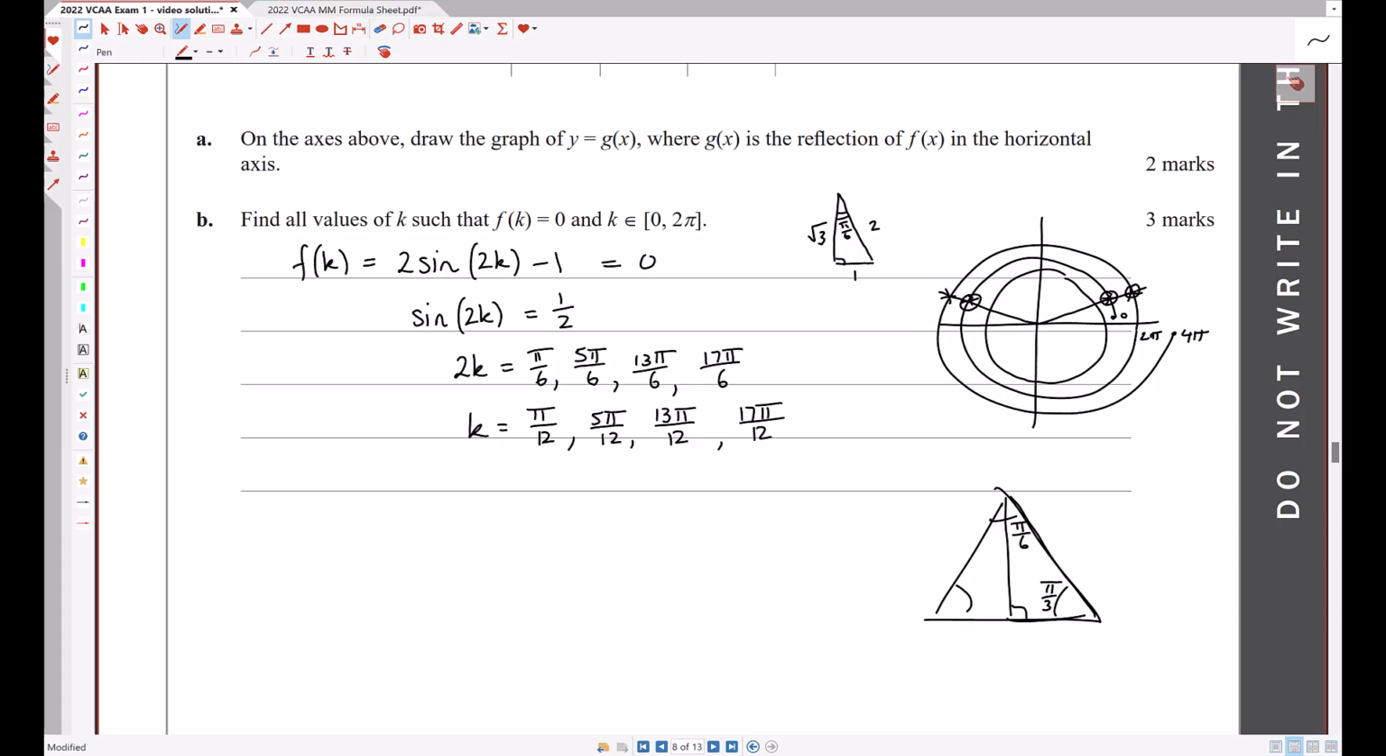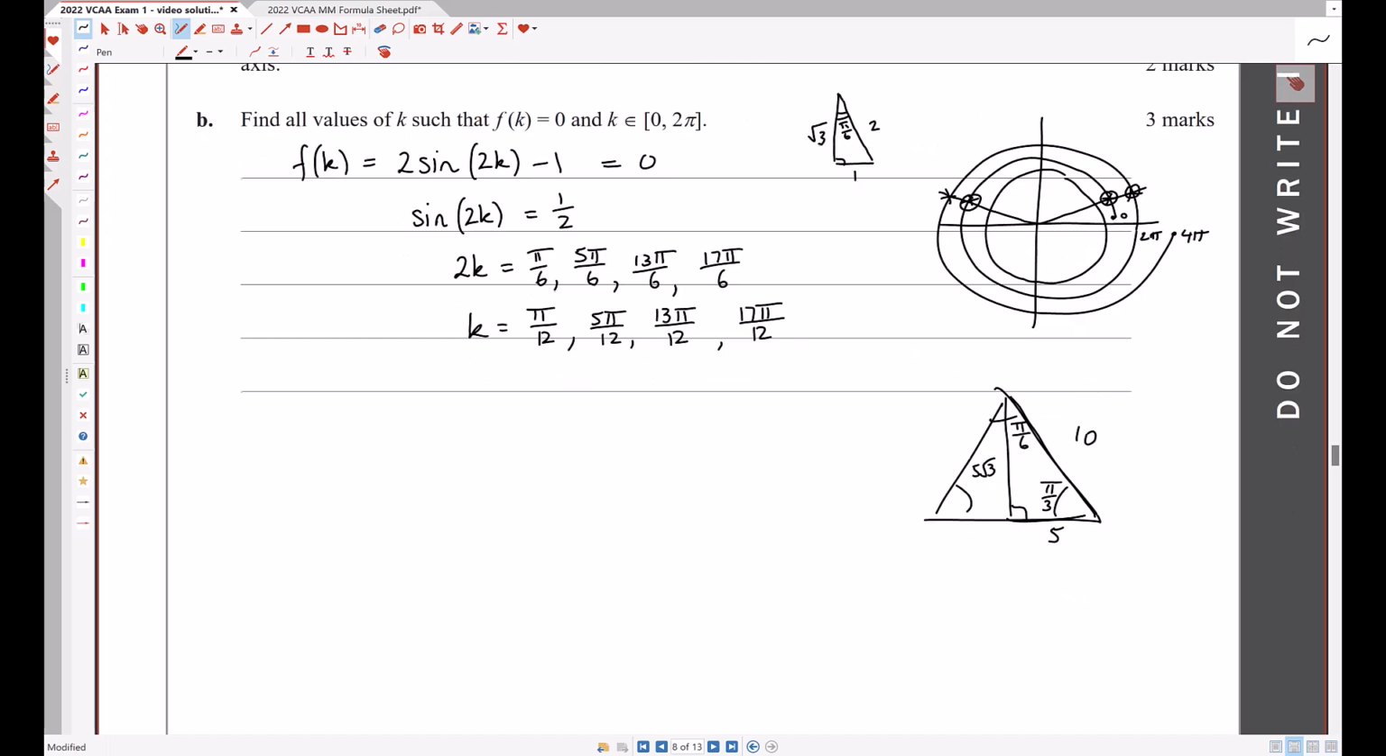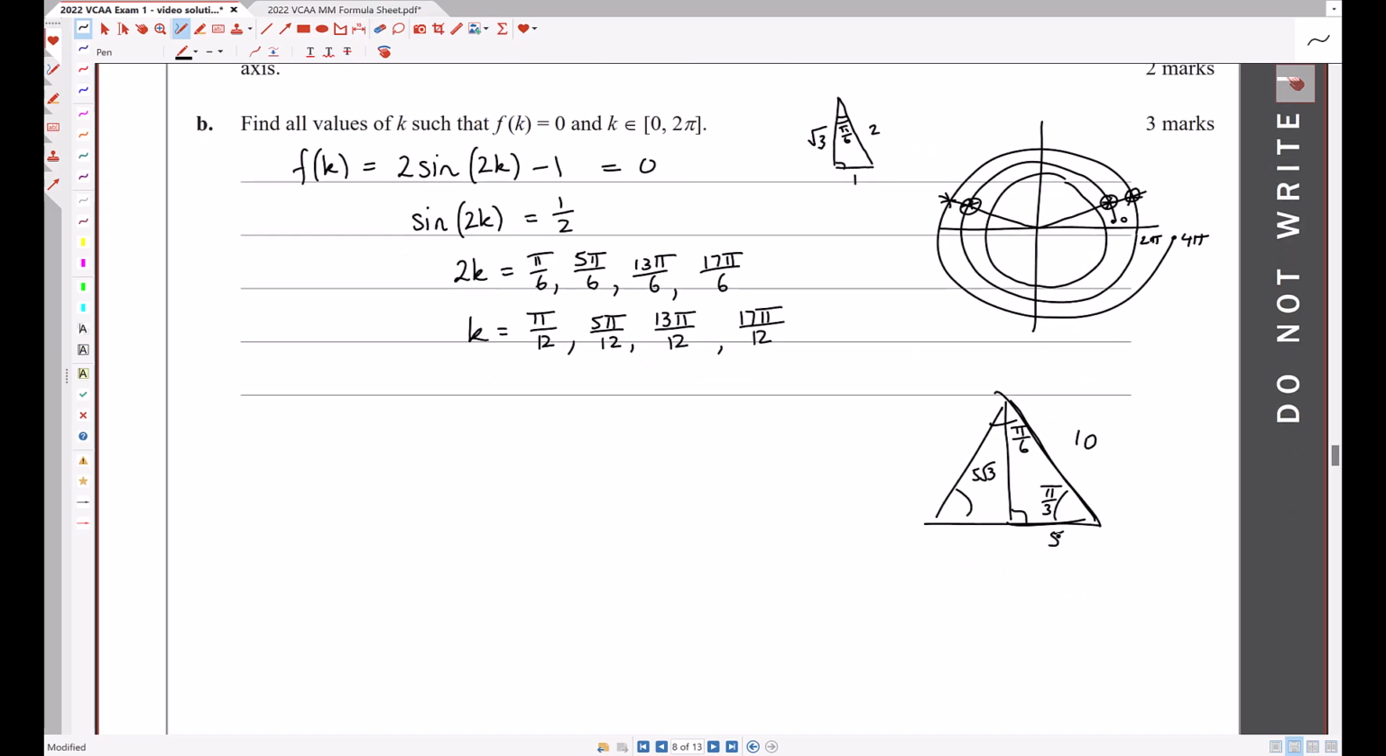I could make the side lengths of that equilateral triangle whatever I want. If this was 10, then this would be 5, and this would end up being 5 root 3. So the ratios would still work out the same. If I needed sine to be a half, that would have to be 5 on 10, which gives me a half, so it's still about pi on 6. So the simplest numbers to use obviously make the side length of the equilateral triangle 2, then this is 1, then this is root 3.